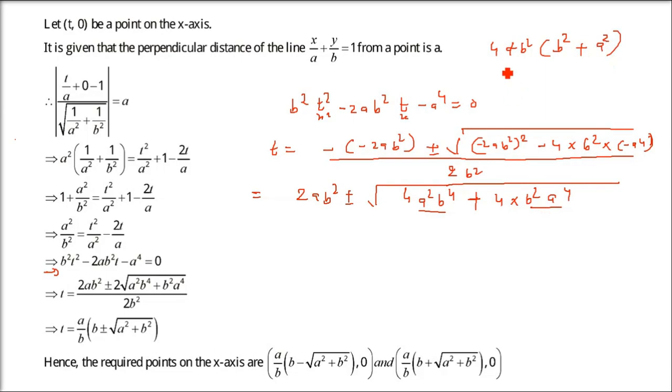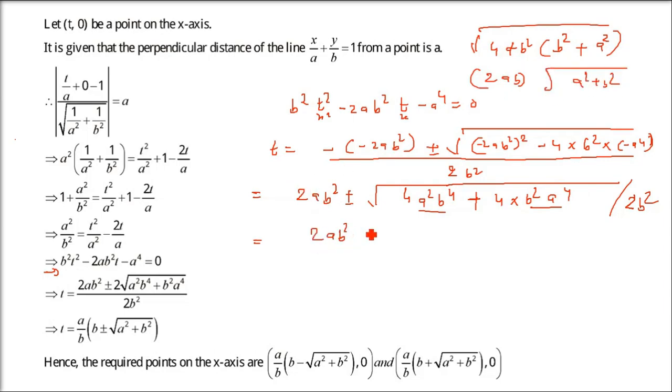I am taking 4a square b square common from under the root. So this is now 4a square b square, and since it is under root, when it comes outside, it will be 2ab. In the denominator you already have 2b square. So now let me resolve it. So this is 2ab outside under root a square plus b square. Now 2ab square plus minus 2ab is already outside, and a square plus b square. In the denominator you have 2b square.